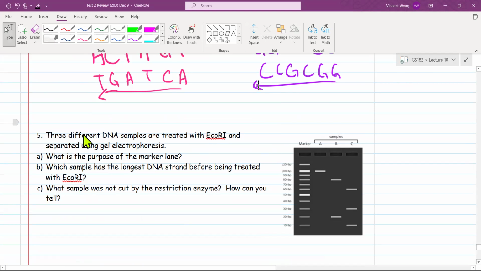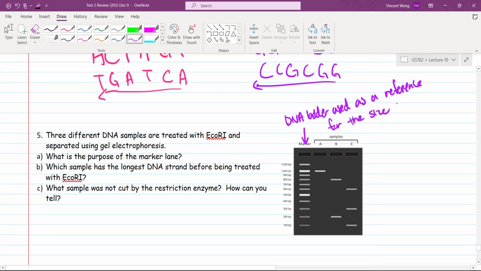Three different DNA samples are treated with EcoRI and separated using gel electrophoresis. What is the purpose of the marker lane? This is the marker lane. It is a DNA ladder used as a reference for the size of each band.